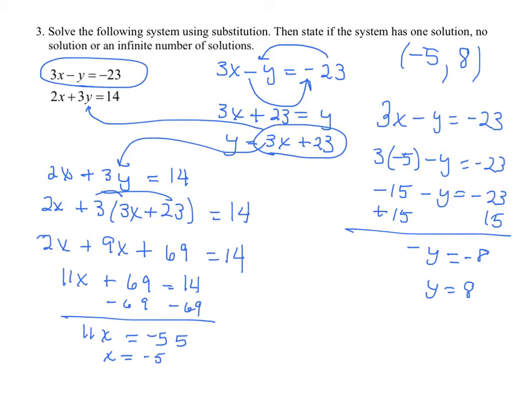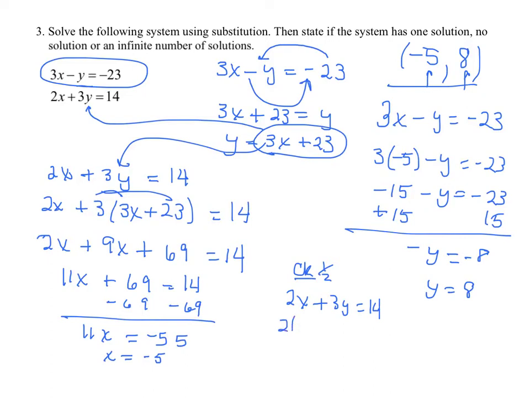We always want to make sure that we check it, even if it's just a quick mental check in our minds, to make sure that this point with the x value of negative 5 and the y value of 8 will work in both of these equations. I'll just check the second one. 2x plus 3y is equal to 14. This is a half check. The other half would be you would have to check the other equation.